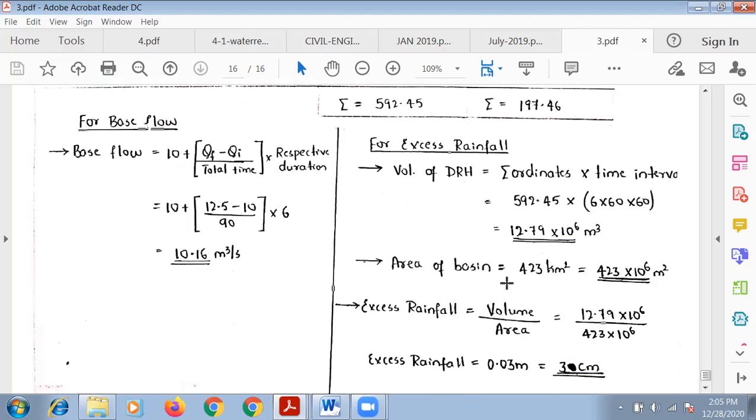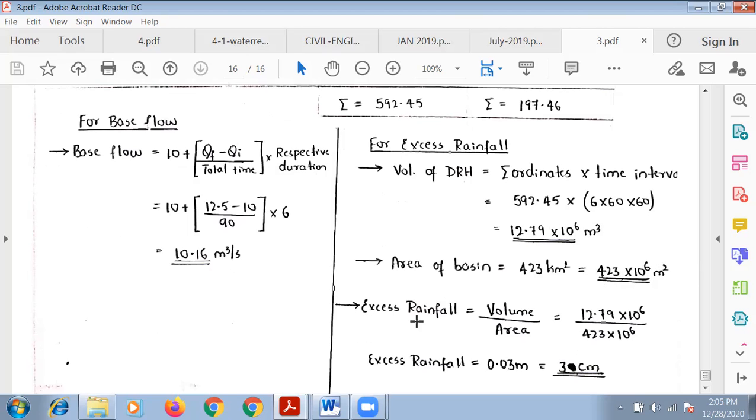Now the area of the basin, we already know, it is given in the problem. So the area of the basin is 423 kilometer square. So convert this kilometer square into meter square. So 423 into 10 to the power 6. So kilometer into meter, that is 10 to the power 3. But because this is square, you have to square this. So 3 into 2 is 6. Okay. So now both are in meters.